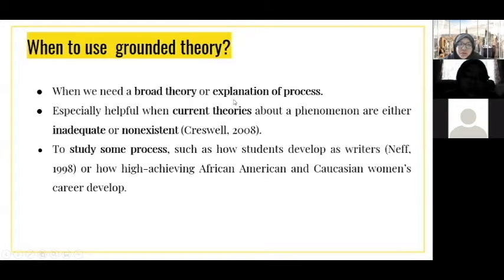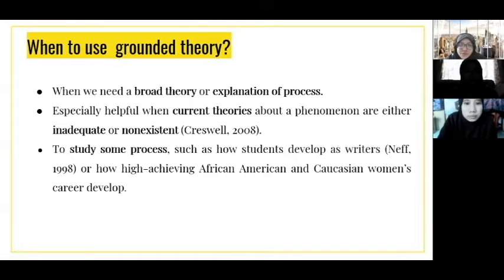Okay, I will explain when to use the grounded theory research design. When we need a broad theory or explanation of a process, and especially it will be helpful when current theories about a phenomenon are either inadequate or non-existent, according to Creswell. And to study some process, such as how students develop as writers, according to Neff 1998, or how high achieving African American and Caucasian women's careers develop. Okay, next I will pass to Izzah.